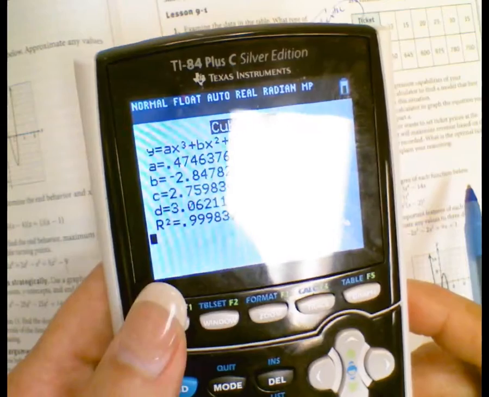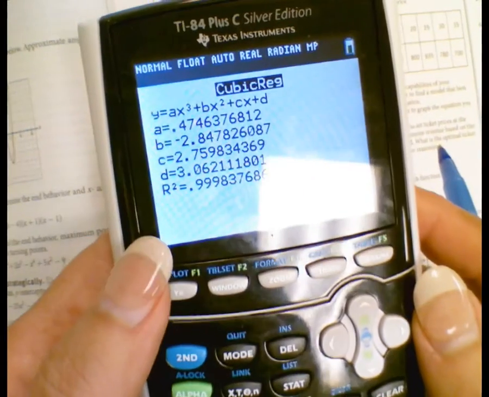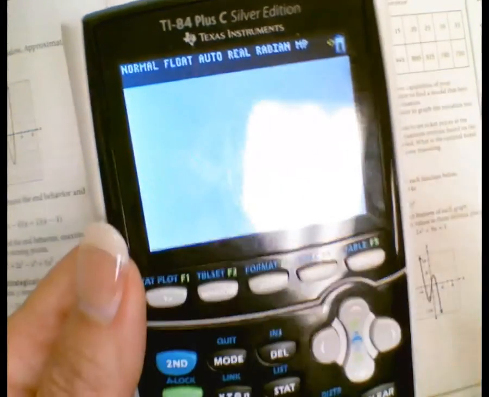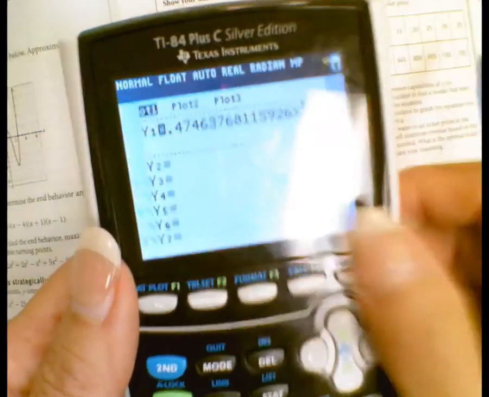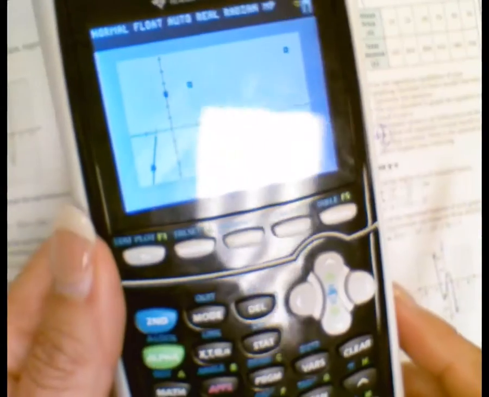Okay, does it say to write it? It doesn't say to write it anywhere, so I'm not going to write it, but I am going to go to the graph. So it's already graphed right here. So if I press graph, that should be drawn in there.